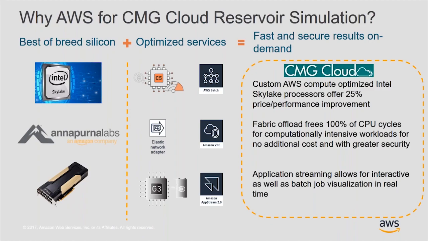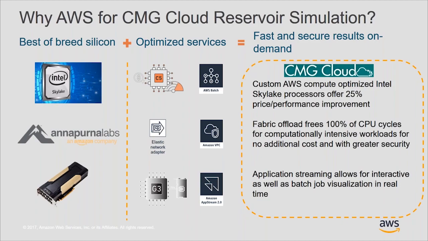Diving even deeper, the AWS Cloud is built from the bottom up to satisfy the most demanding and secure applications in the world. These start with best-of-breed computational elements, which you can see on the left. You'll see the custom Intel Scalable Skylake processor, which powers our C5 instance family. Next, the Nitro Interconnect, which was developed by Annapurna Labs, an Amazon company. And then finally, in the bottom left, the NVIDIA Tesla graphics processing unit that powers AWS graphics optimized G3 instance family. CMG has been able to apply these optimized services to architectures tailored specifically to the ResSim application to achieve time to results in the fastest and most secure way.